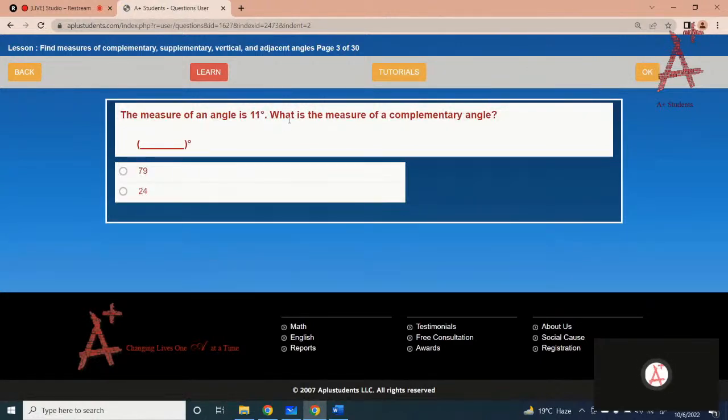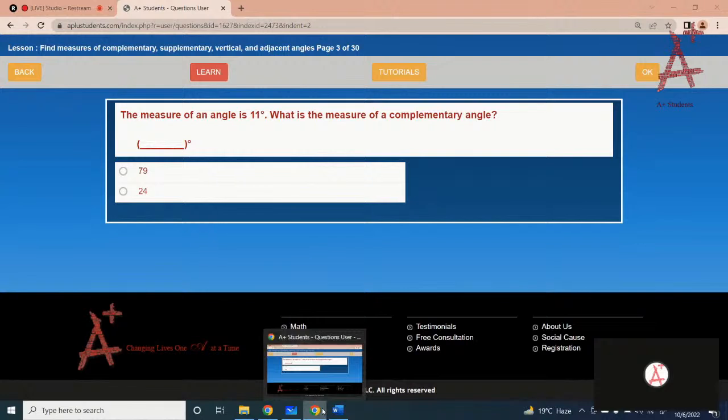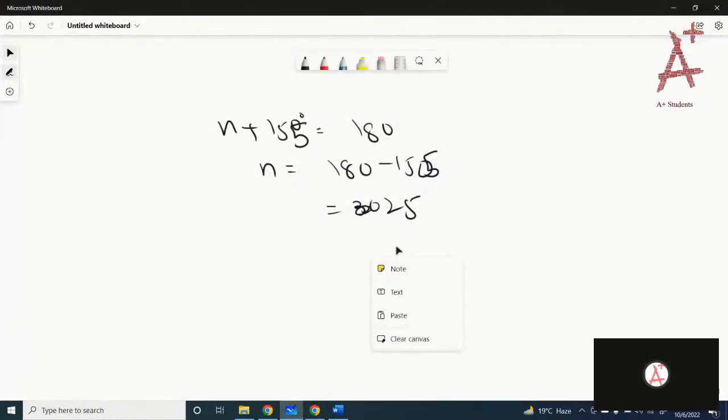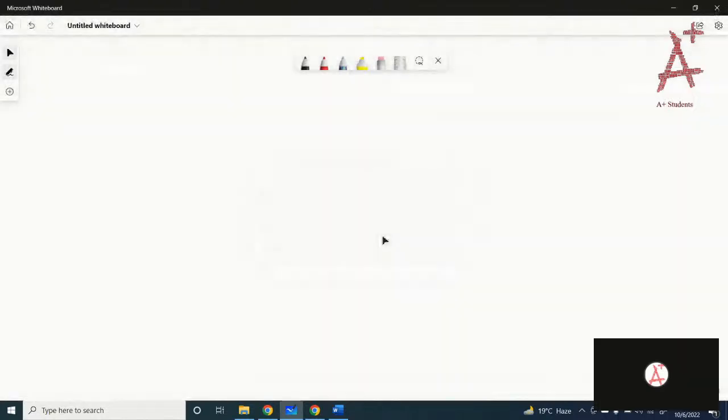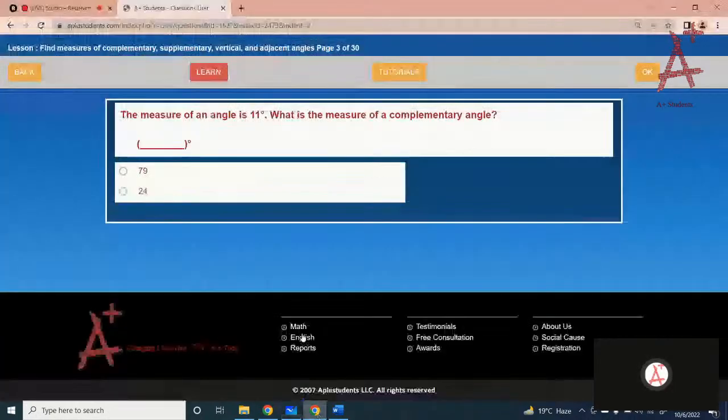Okay, what is the measure of angle? The measure of an angle is 11 degrees. What is the measure of the complementary angle? So the sum of complementary angles is 90 degrees. That would be then n plus 11 equals 90 degrees. So n equals 90 minus 11. It would be 79 degrees. Got it? So the complementary angle is 79 degrees. Got it?